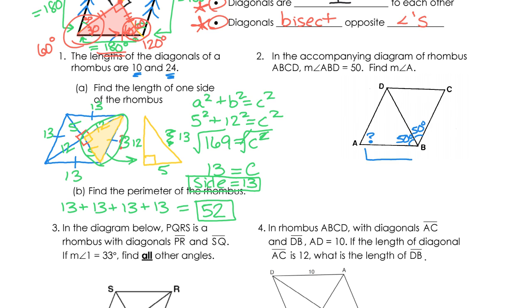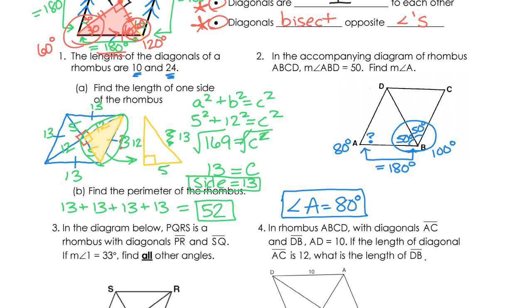Okay, and then we can talk about consecutive angles. Consecutive angles have to add up to equal 180 degrees. And so if we look at this whole angle and it's 100, then there's only 80 left for angle A. And so we can say that angle A equals 80 degrees. Okay. So hopefully that's helpful.